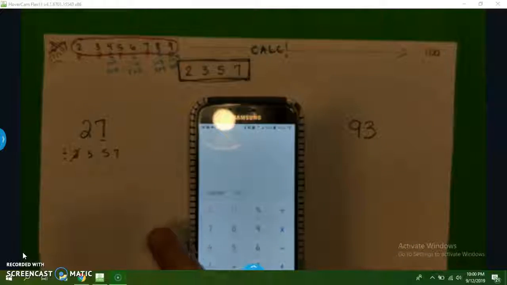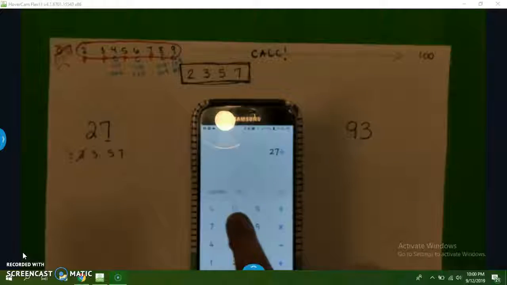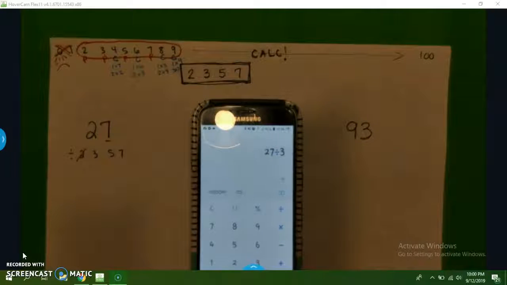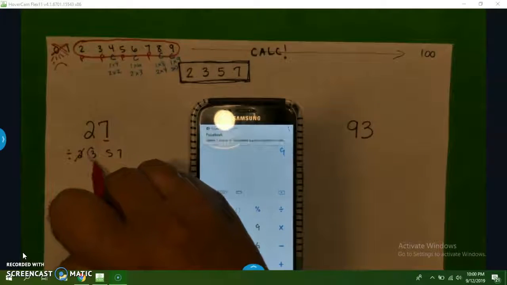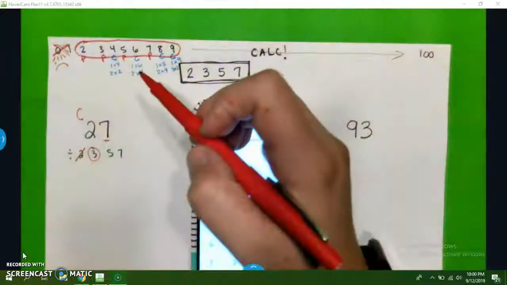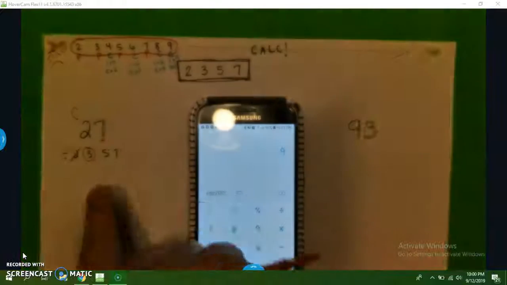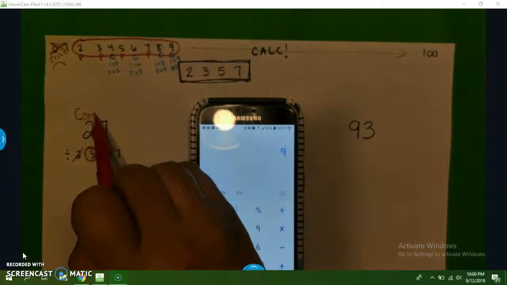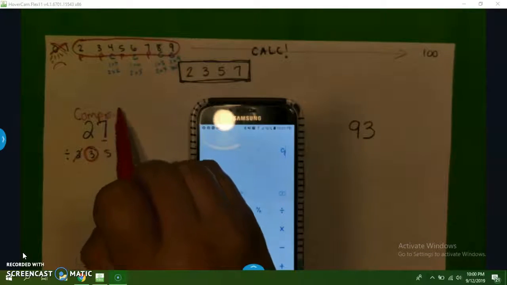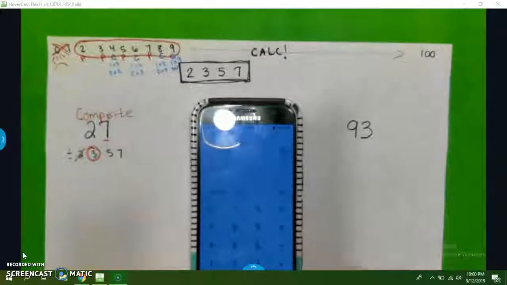Clear it out. Try your next one in the magic box. You have 27 divided by your next number of 3. Nine, whole number. That means that this works. So I'm going to circle it and put a C. Circle and C. They sound alike. If I can circle something, then my number is composite.